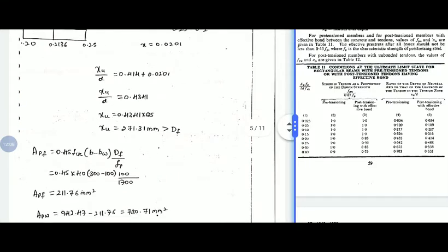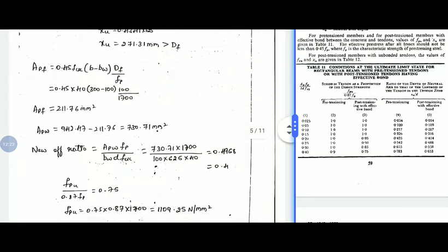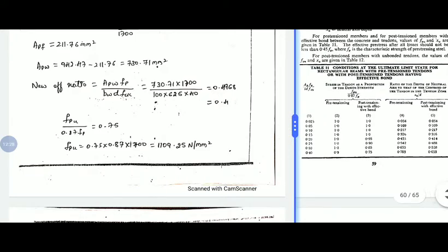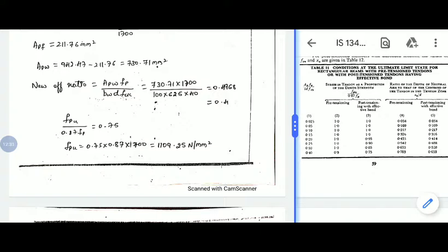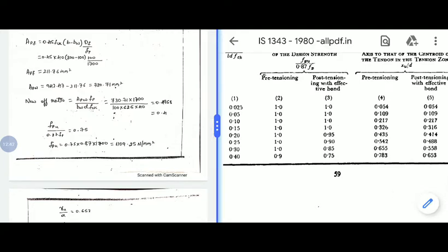So the area of steel in flange and web we need to find out, APF and APW. After calculating APW we need to find the new effective reinforcement ratio, APW FPU by BW D FCK. Again with respect to table number 11 we need to get the values. So here it is 0.4968, but you can observe in table number 11 the maximum value given is 0.4 only. So directly we need to consider the value of 0.4 since it is post-tension effective bond.